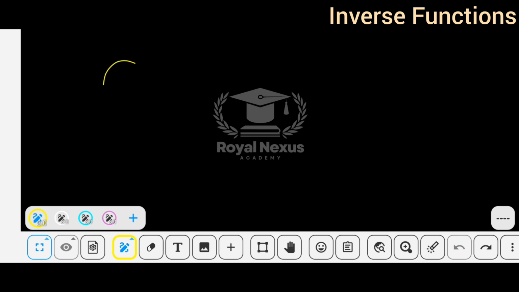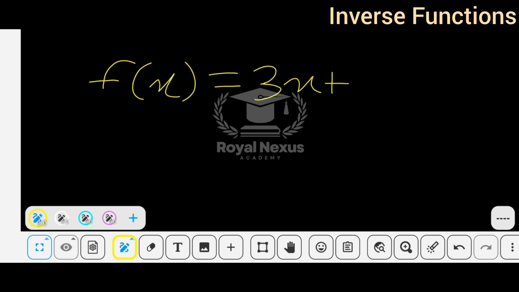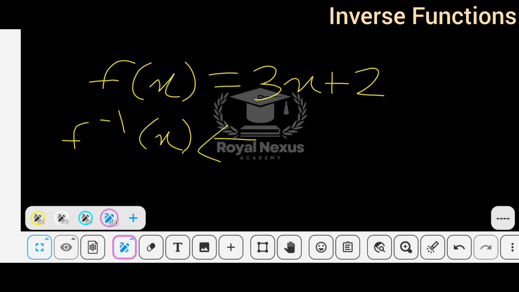If I write the function f of x is equal to 3x plus 2, this is a normal function. In order to find the inverse of this function, let me first tell you how we represent an inverse function. We write it like this: f to the power minus 1 of x. So this represents the inverse function.